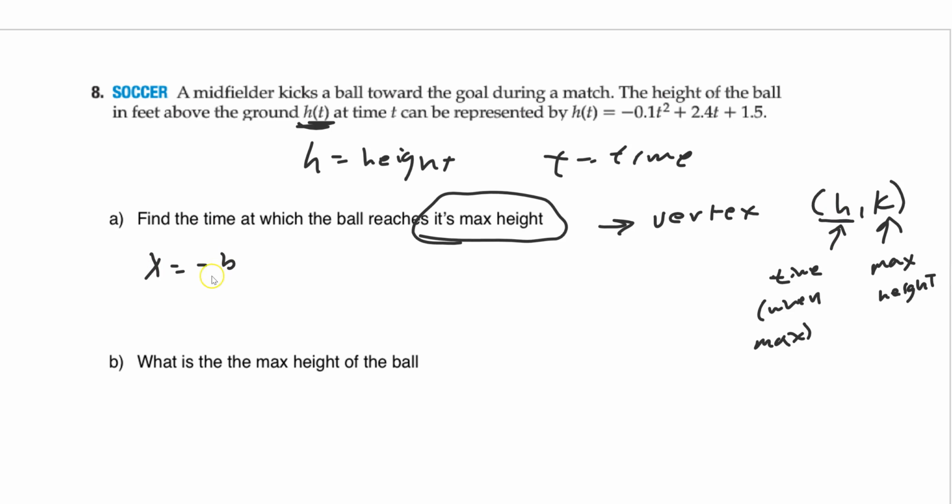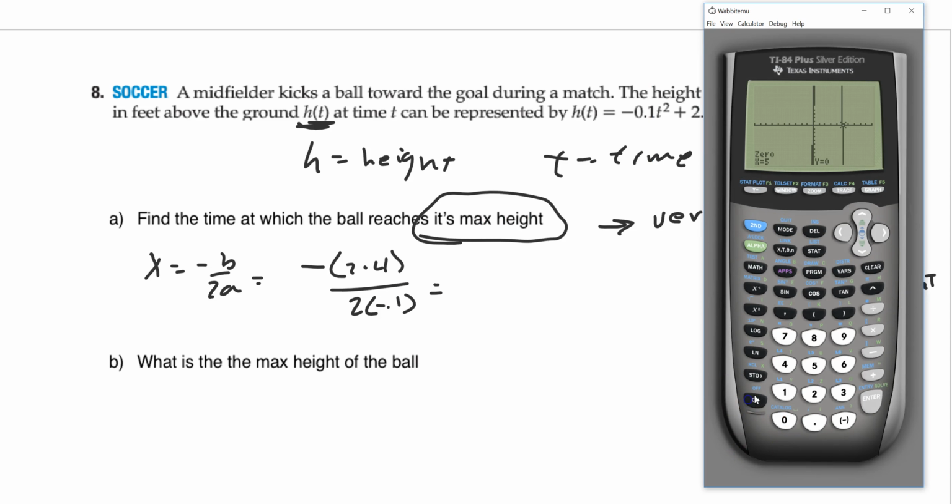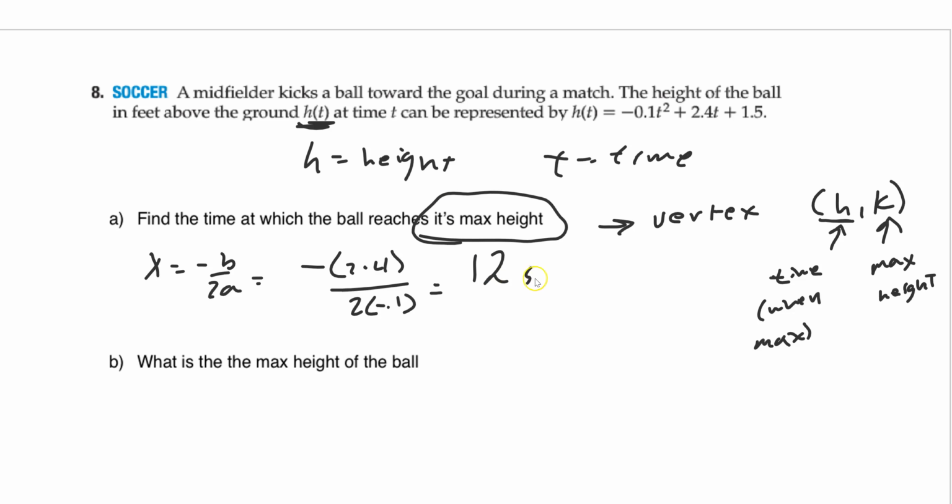X equals negative b over 2a. So this is negative 2.4 over 2 times negative 0.1. It's an application problem, so feel free to use a calculator. I'm going to use one right now. Negative 2.4 divided by 2 times, we have parentheses, 2 times negative 0.1. I gotta make sure it's in parentheses down there. And I get 12. Hey, not bad, 12 seconds. So it took 12 seconds to reach its max height.